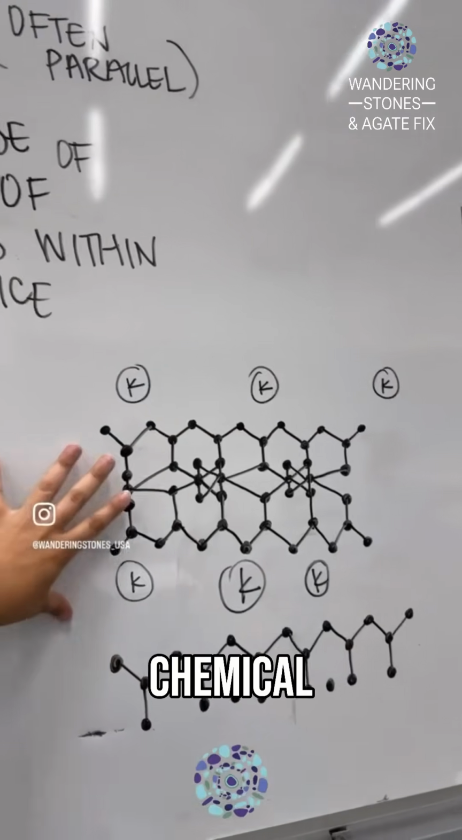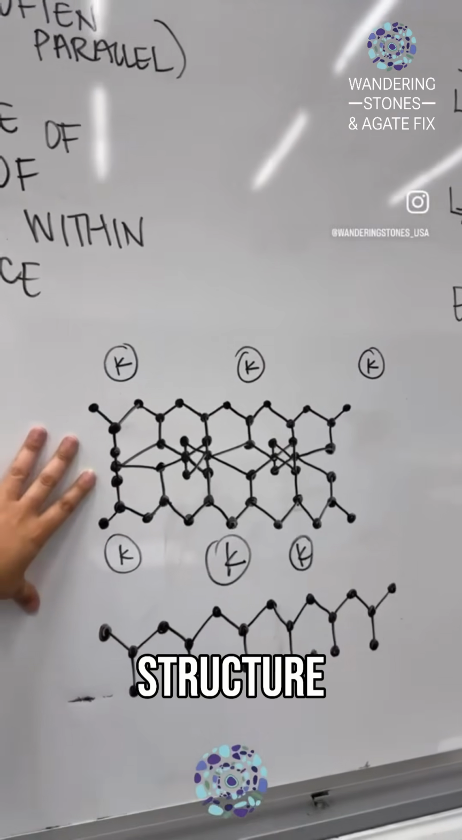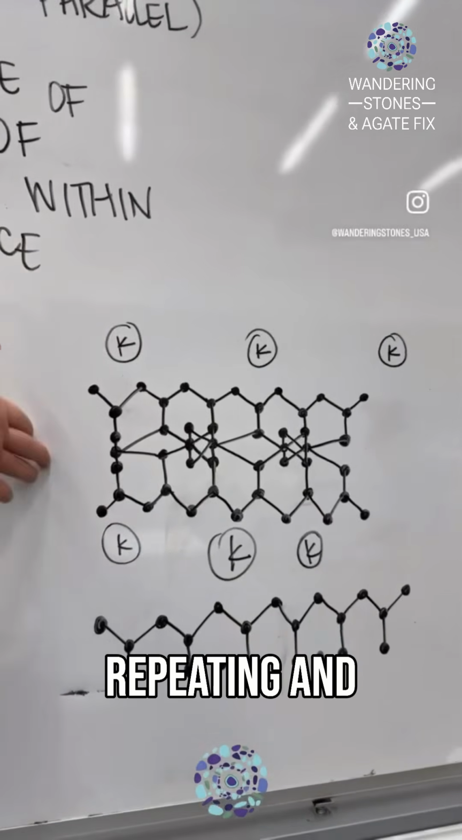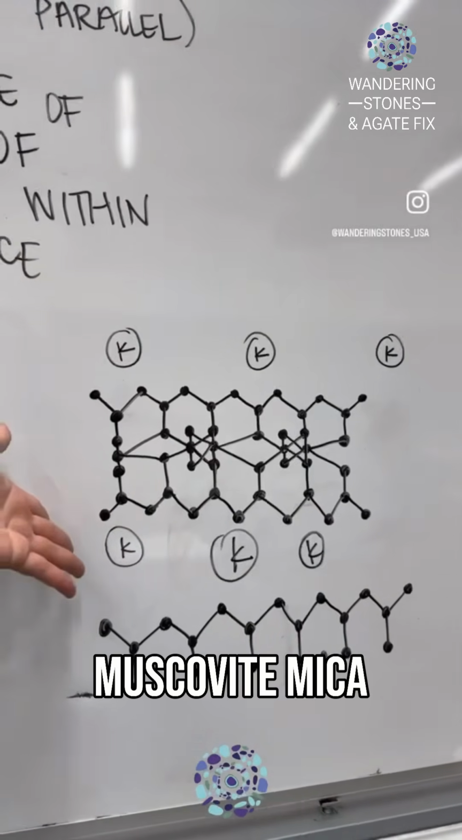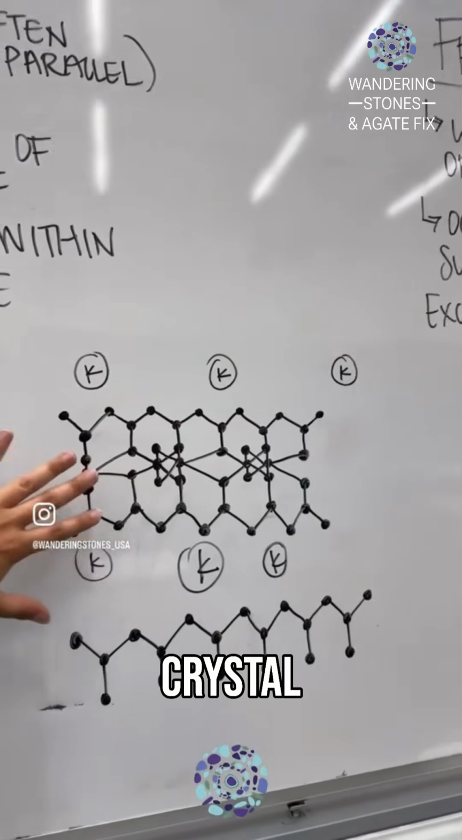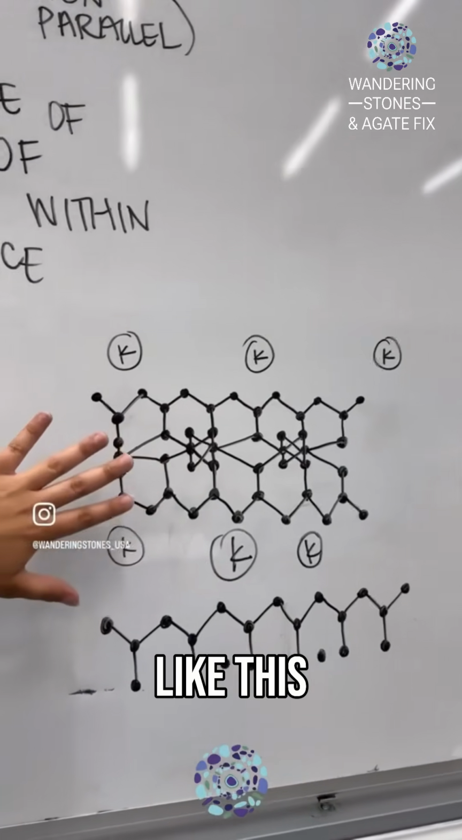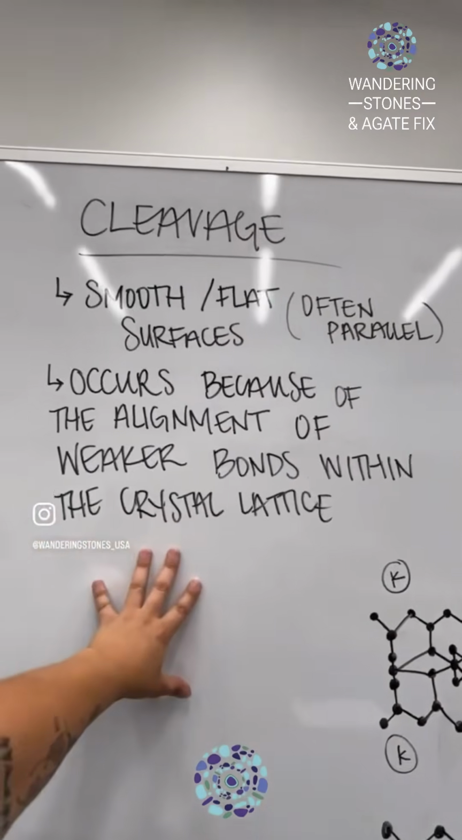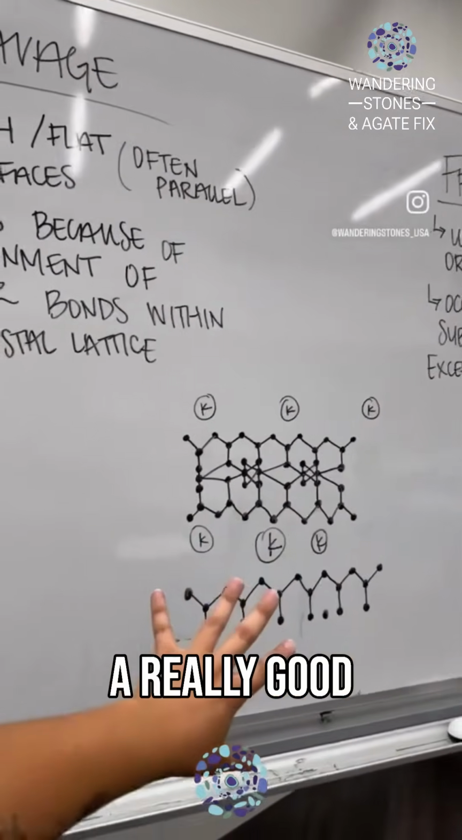This is the definite chemical formula, the definite crystal structure for muscovite mica. So this is repeating and predictable. If we have a piece of muscovite mica, we know that the crystal lattice looks like this. So when we're talking about cleavage, muscovite mica is a really good example of cleavage.